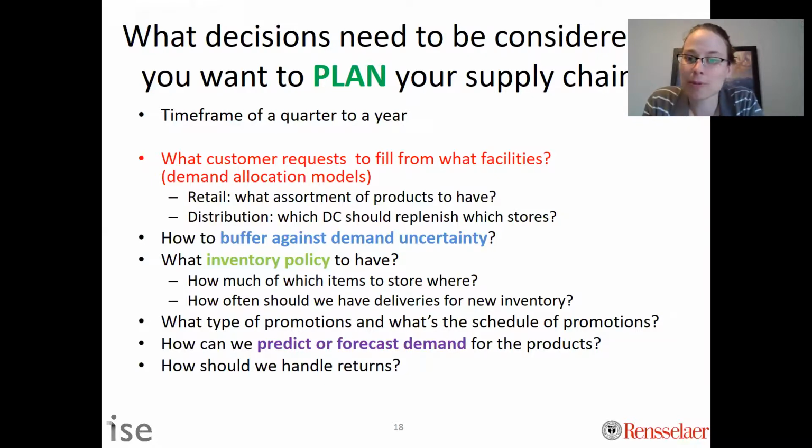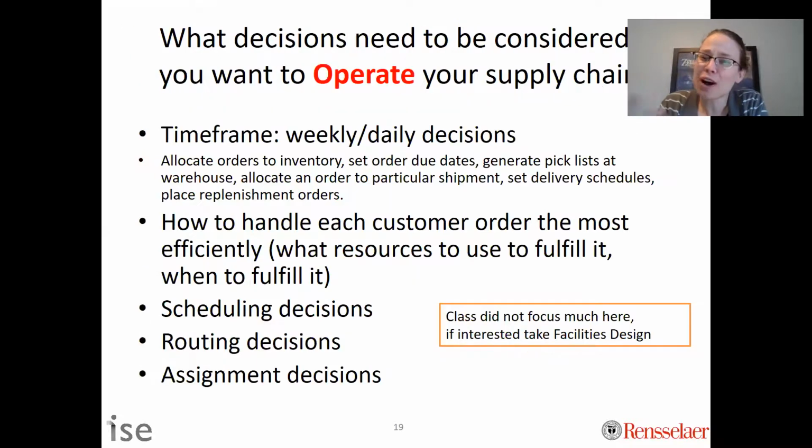We didn't spend much time on promotions and pricing, but that's another aspect of supply chains. If you're interested in that topic, take some classes in Lally School. We also spent some time on predicting or forecasting demand, and we didn't spend time on handling returns, but that's another aspect of planning. In terms of operating, again, this would be a very specific allocation of a resource. So how do you fulfill Jen's order with the resources I have? That would be an operational decision. Honestly, we didn't spend much time on that. If you're interested, I would encourage you to take a facilities design course, as well as some other courses in our curriculum.